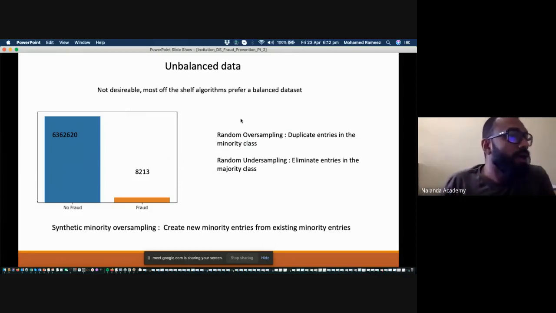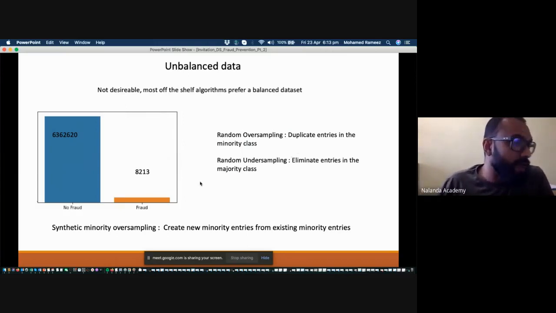Were fraudulent. And this is not really desirable, because most of the pre-written algorithms in machine learning will require balanced data sets. They prefer to be trained on balanced data sets. So one technique to balance a data set which is so seriously unbalanced is that you can randomly oversample. That is, you take each of these 8,213 entries and create duplicate entries from it. Let's say 5 duplicate entries per entry, and then you have 40,000 entries. So then you get a less unbalanced data set, or you can scale it up by any number.